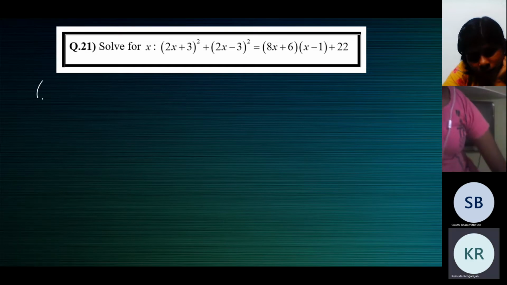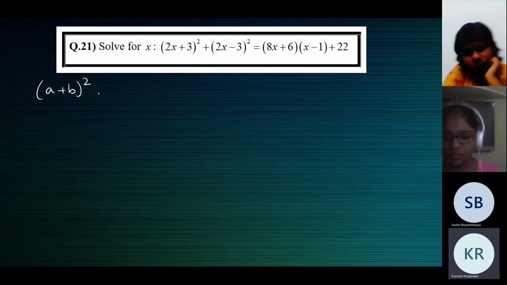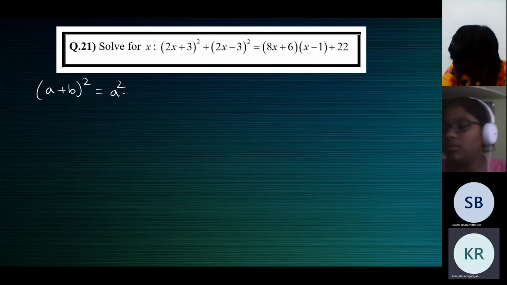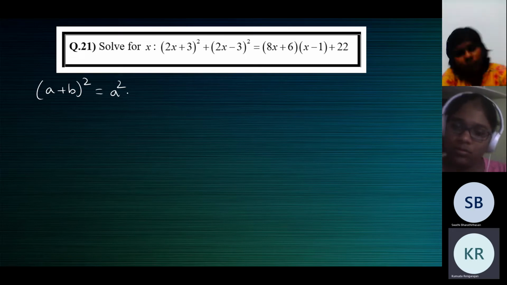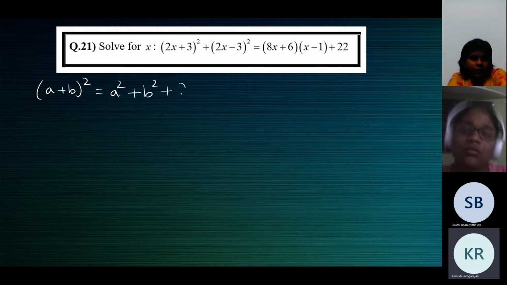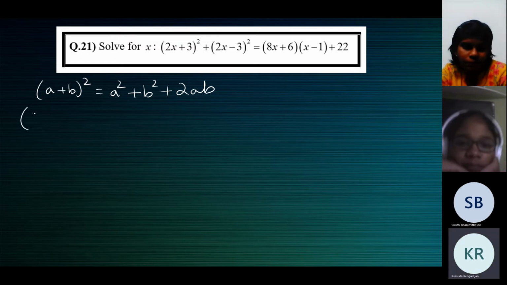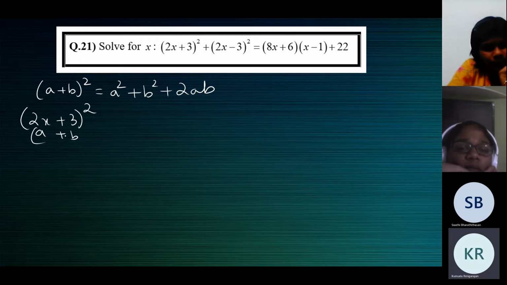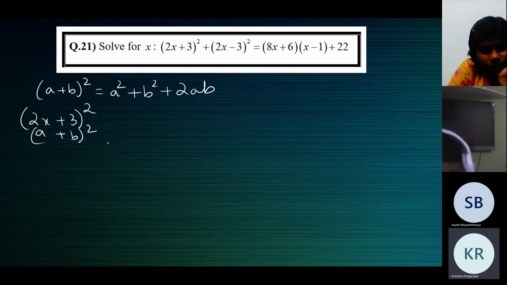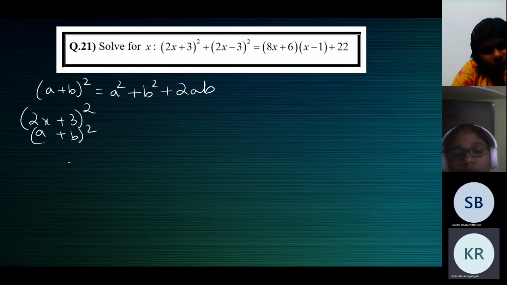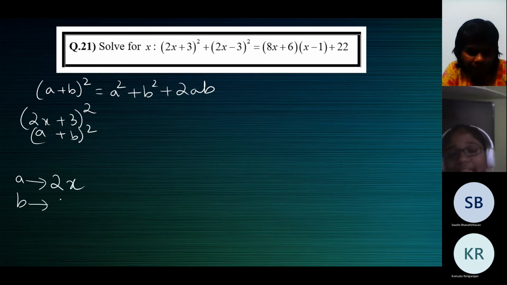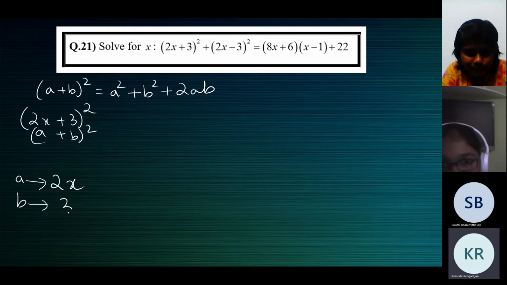So the first one is (a plus b) the whole square is equal to a square plus b square plus 2ab. You don't have to write anything, children. Now, when I look at (2x plus 3) the whole square, it looks like (a plus b) the whole square. Yes or no? Yes, ma'am. Then a goes with what? A goes with 2x. 2x, ma'am. And b goes with 3. See, you understood.